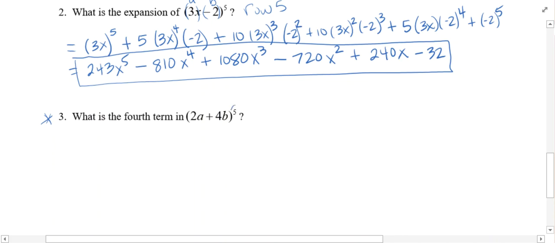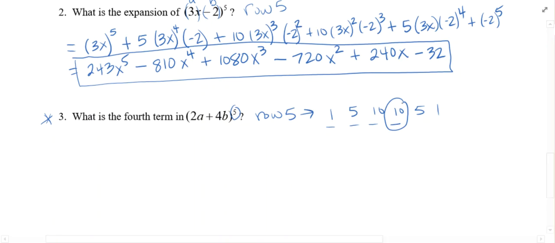So we are here, 5th power. If we look at row 5, row 5 is 1, 5, 10, 10, 5, 1. So what is the 4th term? 1, 2, 3, 4. They just want this term. You do not need to solve it all. So just for that one term, I would have 10 as my coefficient.